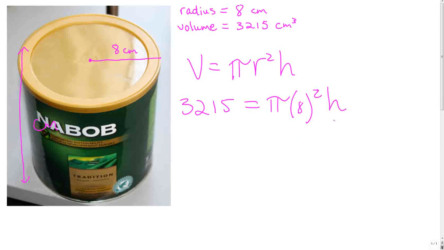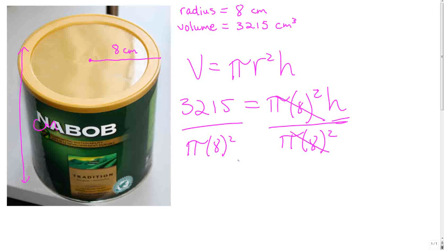So we want to isolate our h, and the way to do that is to divide by our pi times our radius squared, and we'll do that to both sides. It's going to allow us to cross out the pi times the radius squared, which will leave us with the height.